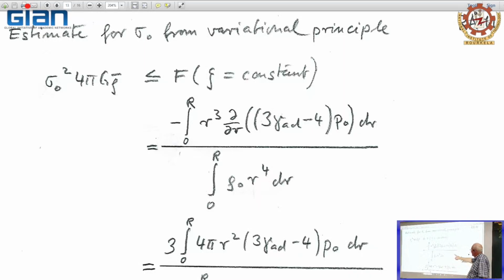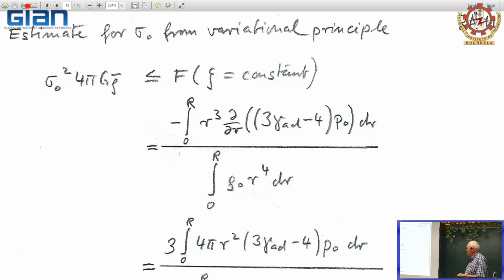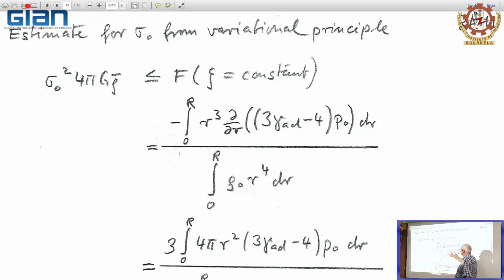Well, we are somewhat disturbed by this derivative, so to get rid of it, we perform a partial integration and put the derivative on the r cubed. Then we have a boundary term. The boundary term involves the pressure and the radius. So at the center of the star, the radius term will make the boundary term 0, and at the surface, the pressure will make the boundary term 0.